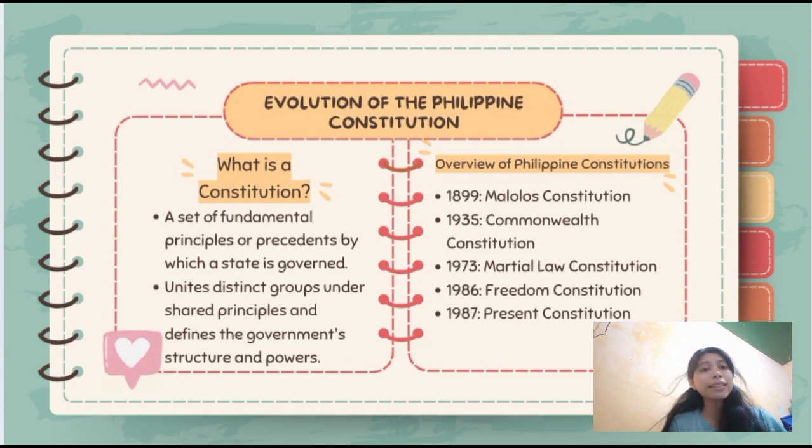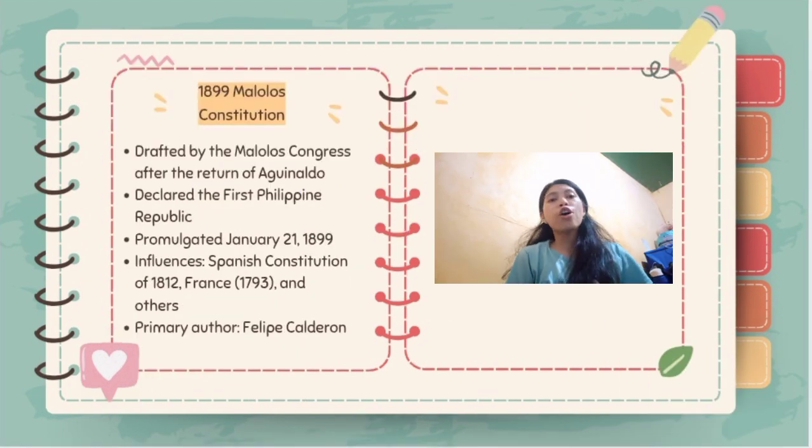So we have the 1899 Malolos Constitution, 1935 Commonwealth Constitution, 1973 Martial Law Constitution, 1986 Freedom Constitution, and last is the 1987 Present Constitution. Let's start with the Malolos Constitution. The Malolos Constitution was the first official rule book in the Philippines, created after the country fought for independence from Spain. It established the first Philippine Republic, showing the world that Filipinos could govern themselves.